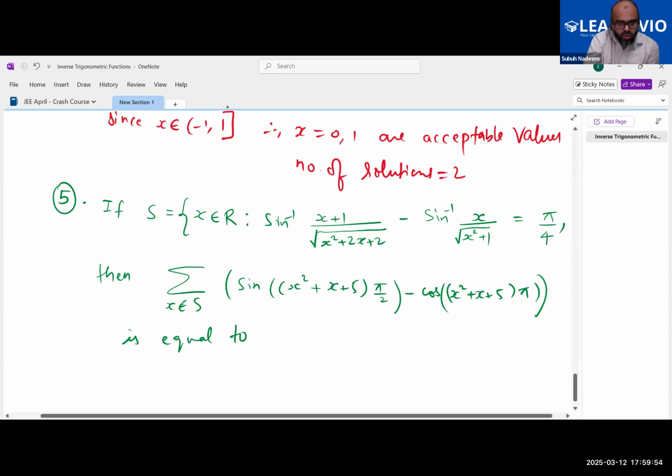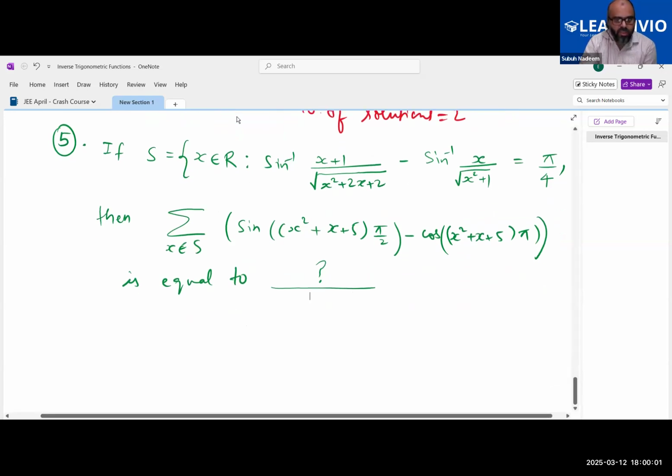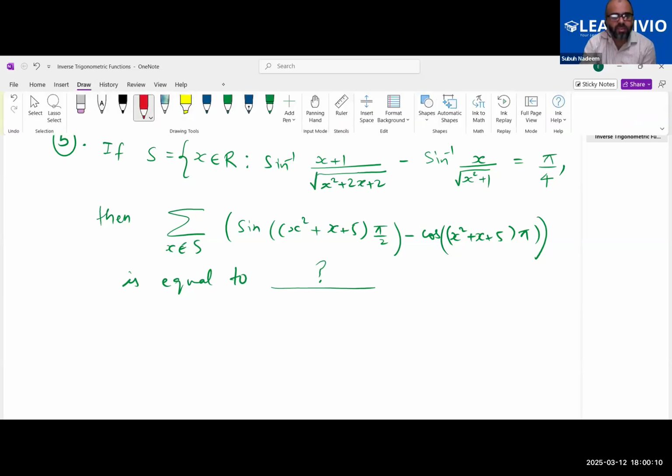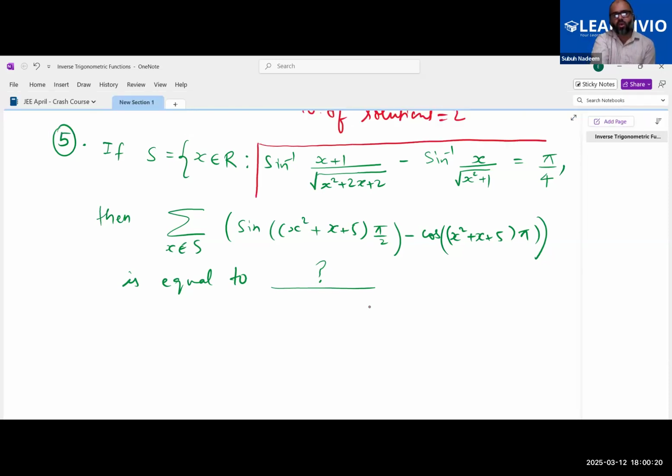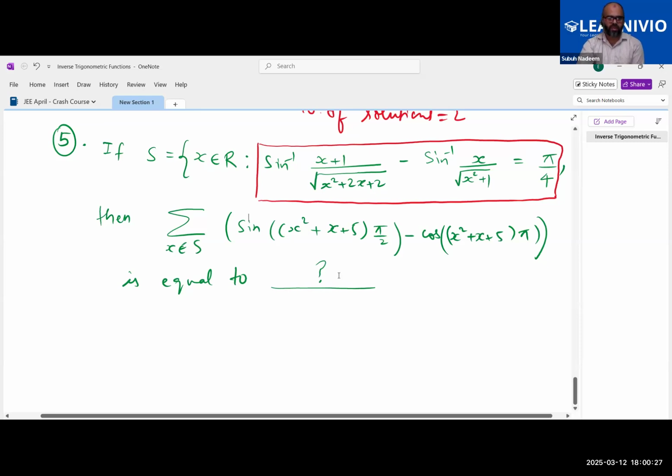Okay, so the question seems to be difficult, but it is not difficult. If you think in the right direction, it will not be so difficult. It looks complex, but it is not so complex. So first give it a try, then I will discuss. First find the elements which are in S. What does it mean? First find the solutions of this equation. This equation is given. Solve this equation, find the values of x which are coming.